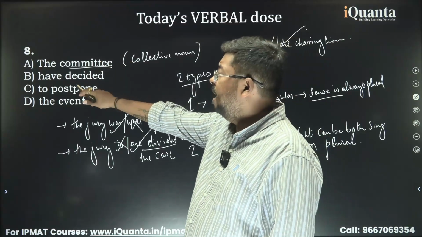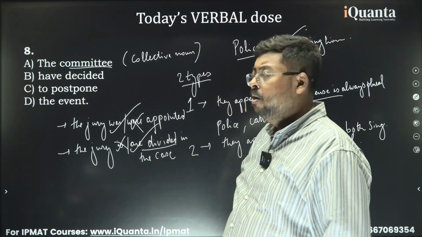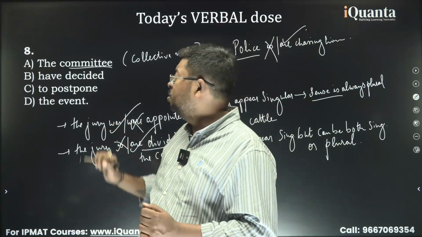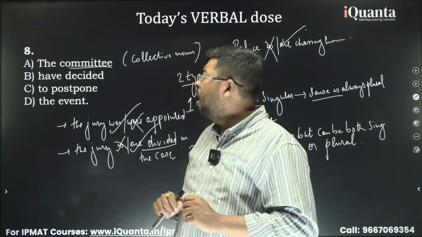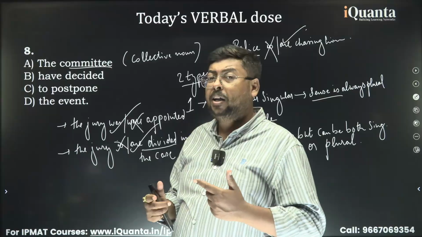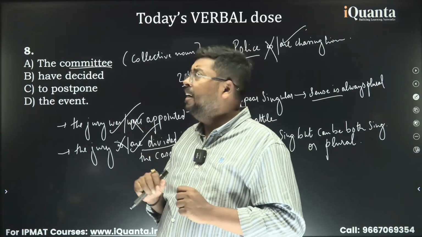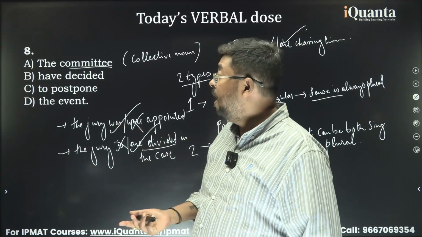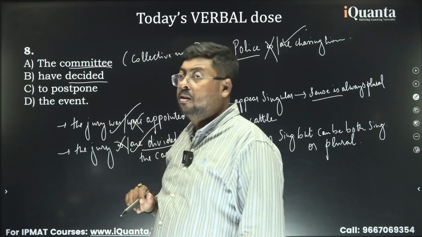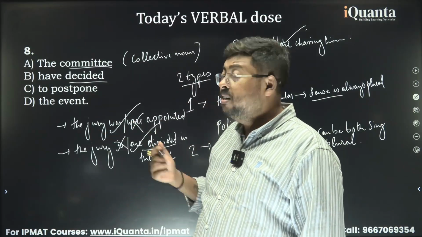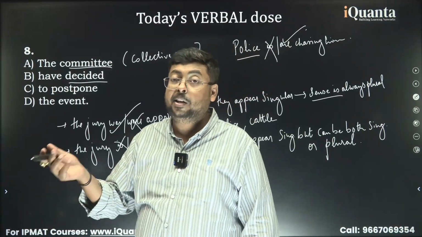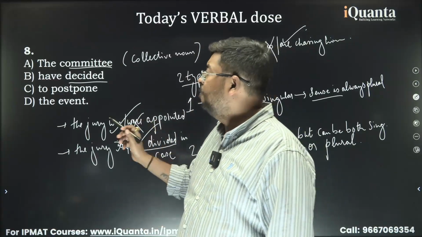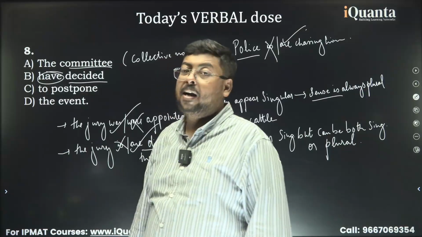The committee have decided to postpone the event. All you have to do is ask, the committee is made up of what? Members. Are the members together? Yes, they are. Are they doing the same thing? Yes, they are trying to take a decision. Okay. Are they fighting among each other? No. Why? Because they have given a decision. For giving a decision, it means that they must be together, right? They must be mutually agreeing to it, and therefore, have is not the right thought process.